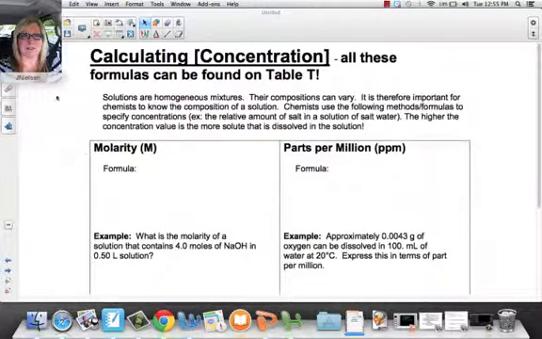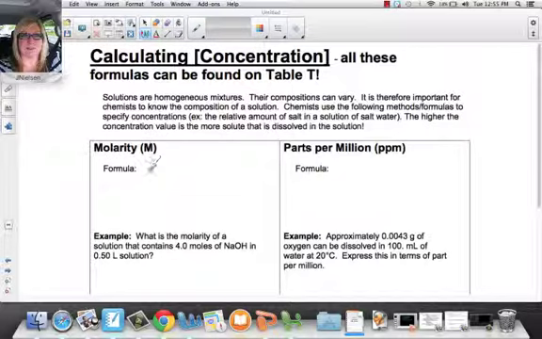So as we know, solutions are homogeneous mixtures. I've told you that before. Their compositions can vary, though. It is important for chemists to know the composition of a solution, and there are different formulas or methods that we can use to specify concentration, meaning the amount of salt in a solution of salt water. What is the concentration of that salt, the solute, per unit volume?